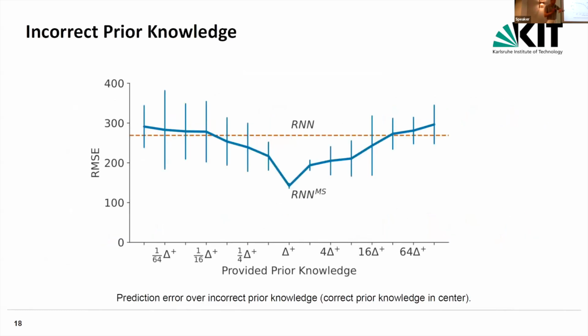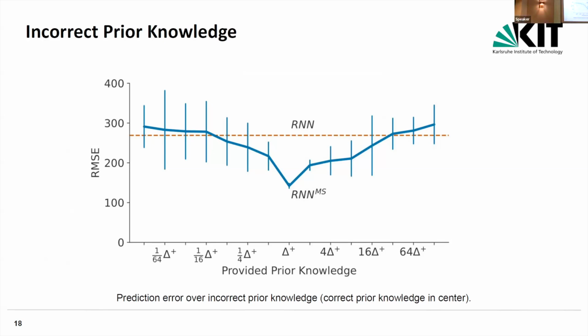There's also one aspect of injecting knowledge that is pretty novel, and it's more personal to me because it's a part of my PhD topic. It's the aspect of incorrect domain knowledge. Of course, I showed you that it works, but what if the provided domain knowledge was wrong? So what would happen then?